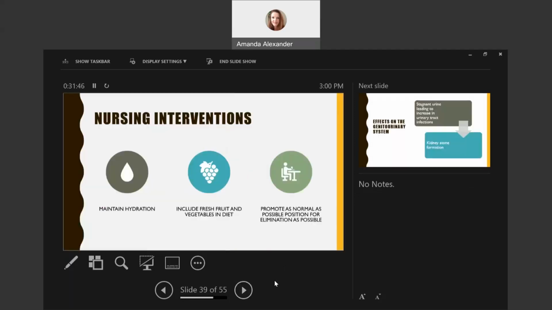Nursing interventions. So we want to maintain hydration. We're going to include fruits and vegetables in their diet if they're not autoimmune or have some kind of immune deficit. Promote as normal a position for elimination as possible. So you want to make sure that they have good footing, a good height on the toilet.